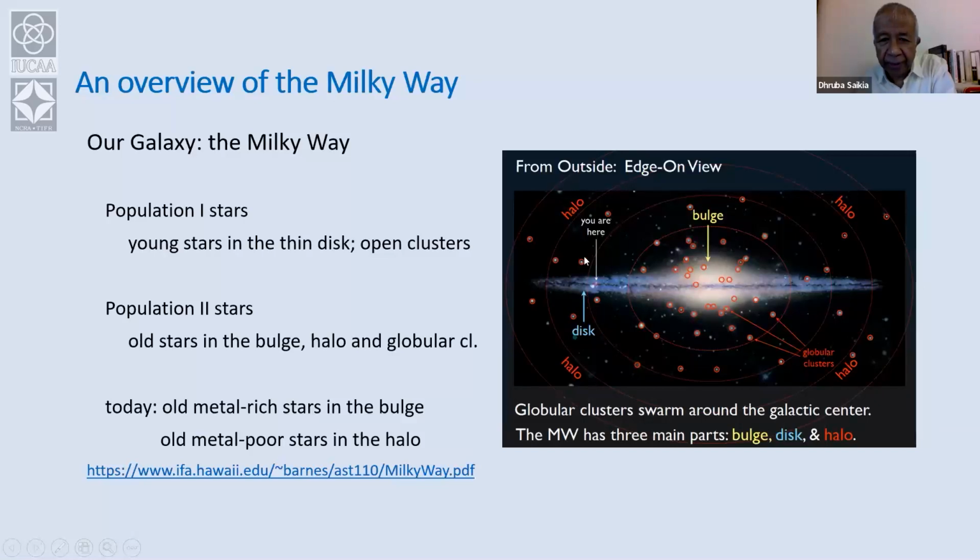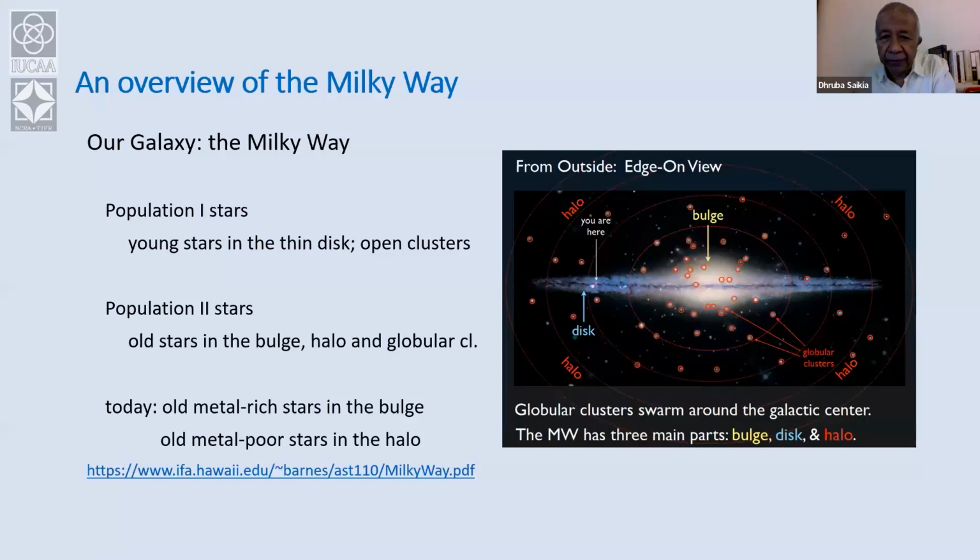And we looked at the globular clusters. Globular clusters are basically very dense condensations of stars. I'll show you one or two pictures in a short while. And these globular clusters are more or less spherically distributed. And then also in this halo where the globular clusters are, there are also old stars. There are stars in the halo as well.